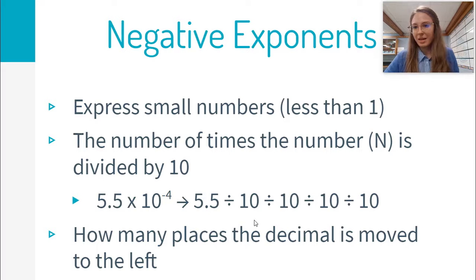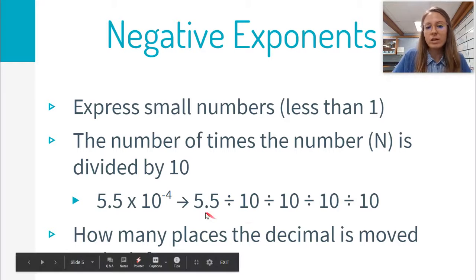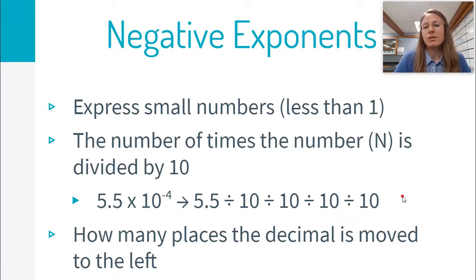Let's move on then to negative exponents. It's basically the same thing reversed, right? We use negative exponents to express small numbers, or really any number that's less than 1. It's also the number of times that you are going to divide your coefficient, or capital N, by 10. So if we have 5.5 times 10 to the negative fourth, we are going to divide 5.5 by 10 4 times. Common sense would tell you that would be a rather small number if you were to calculate it out.